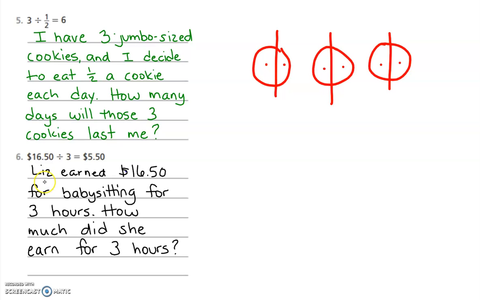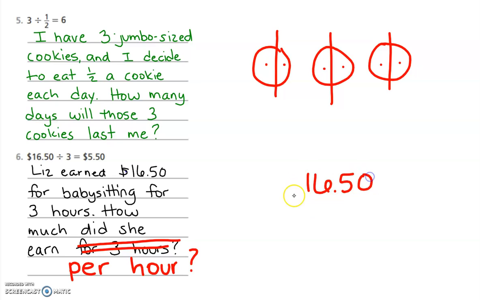So this problem says Liz earned $16.50 for babysitting for 3 hours, and then how much did she earn? Well, I wrote that wrong. How much did she earn per hour? And in order to figure that out, you would just do your $16.50 divided by 3.